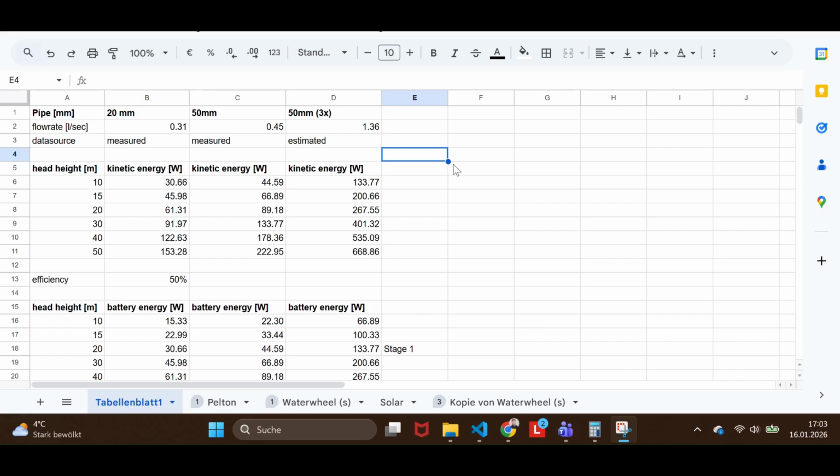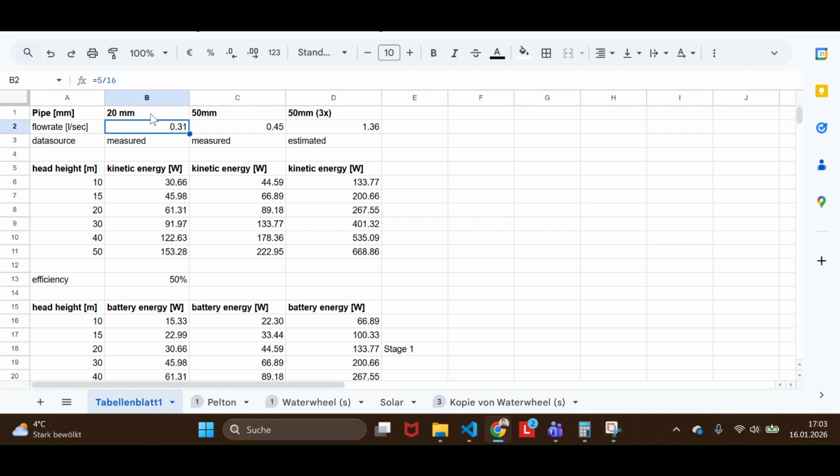Okay, let's go into the power expectations. We are now looking at the Excel sheet where I collected all the data from videos 1 and 2. In video 1, I was measuring the flow rate for the 20 millimeter pipe, which was completely filled, with a flow rate of 0.3 liters per second. I measured the flow rate for the 50 millimeter pipe. This pipe was not filled, so I estimated I could triple this value easily.